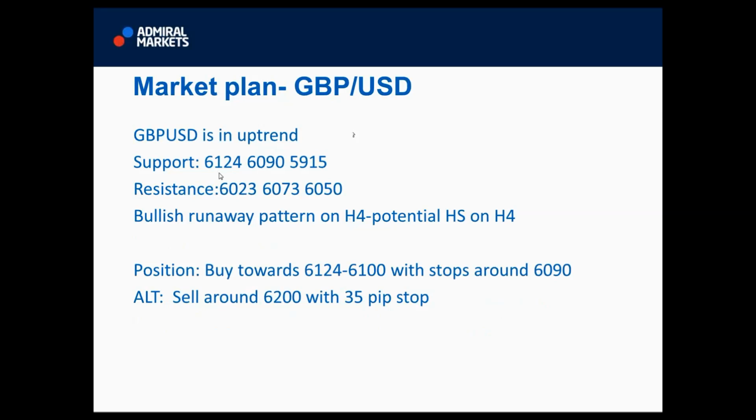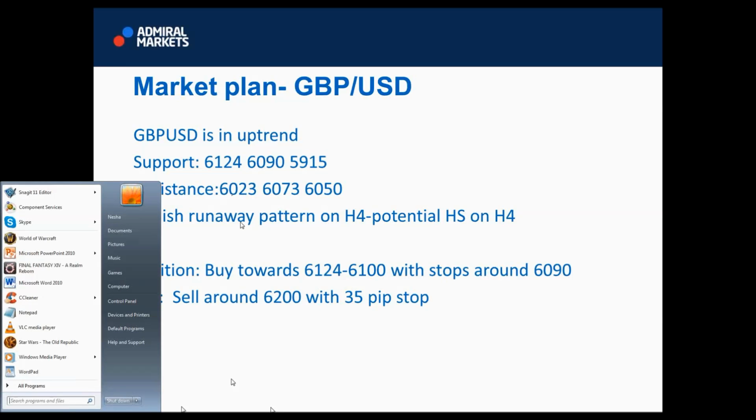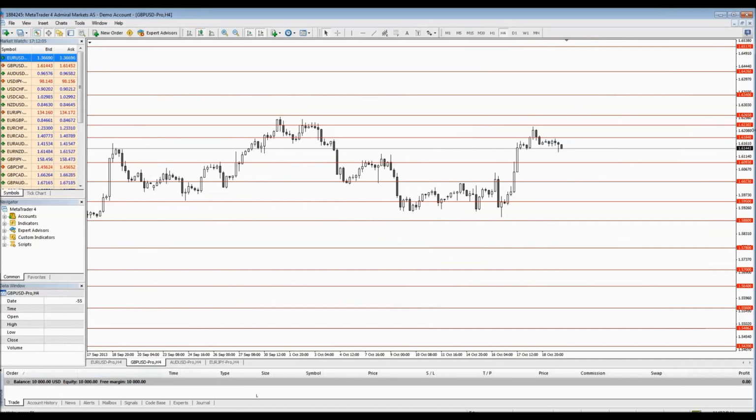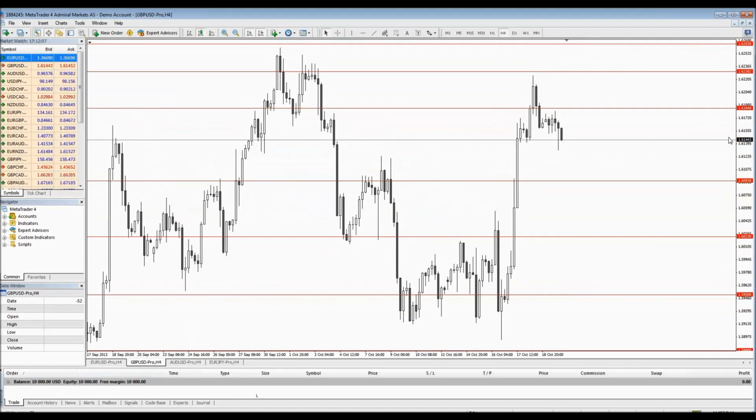Cable is in uptrend. 61.24, 60.90, and 59.15. Those are support levels. I have made some mistake. Let's see, I think I have some mistakes here. We can see it clearly here, those important levels. So 60.93, 60.23, and 95, I would say 95.80.